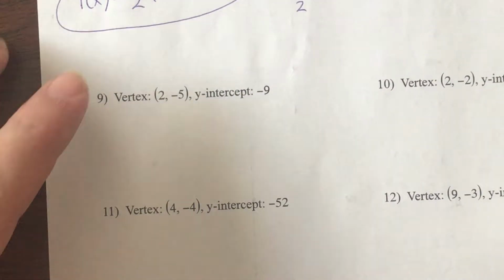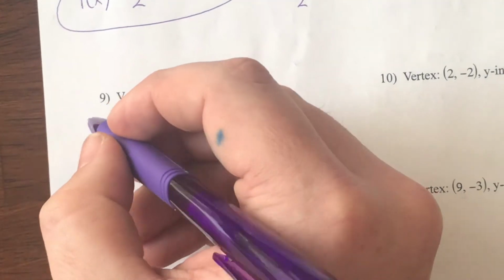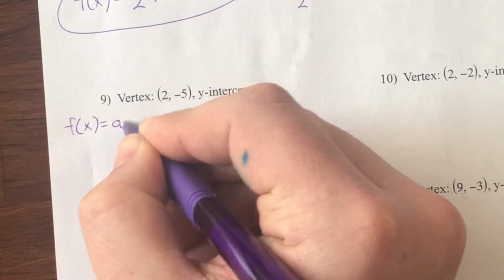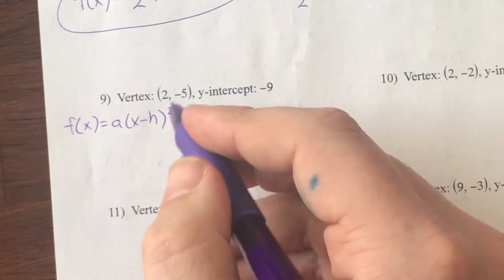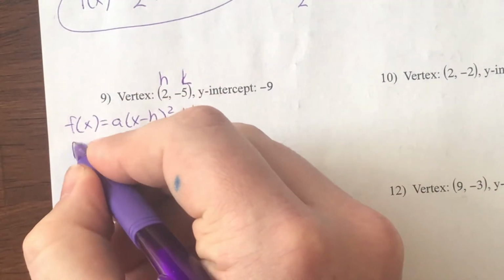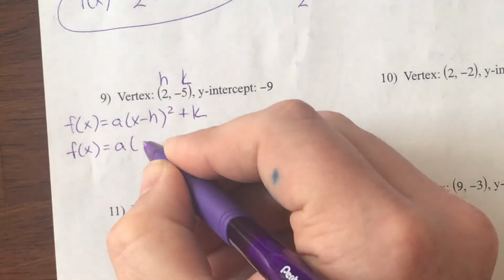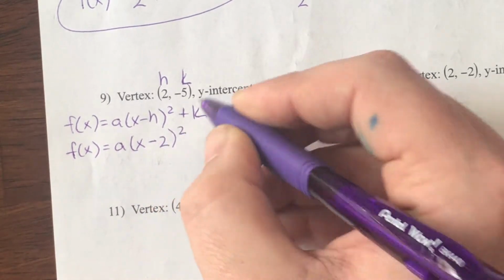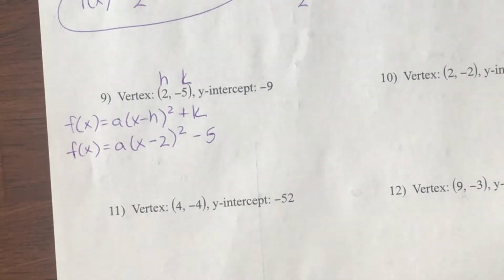So what about when we don't have a graph and it just gives us the vertex and the y-intercept? Well, in that case, write our formula. f of x is equal to a times x minus h squared plus k. Well, here's h and here's k. So let's just punch it in. f of x is equal to a times x, and this is going to be the opposite, so it's not 2, it's -2 squared minus 5. And we could say plus minus 5, but that's the same thing as just simply minus 5.